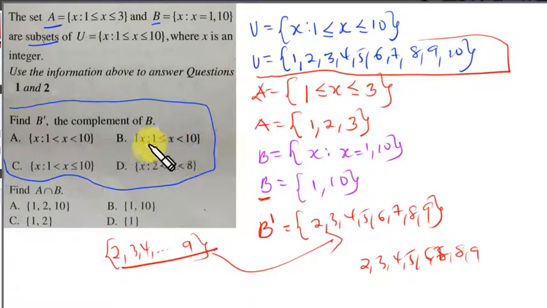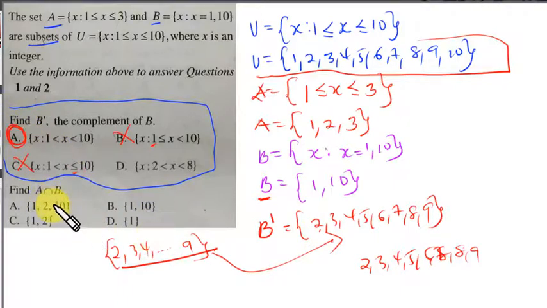Okay, let's check B and C. B says that x is greater than or equal to 1. It means it will start from 1, but if you look at B complement, there is no 1. So B cannot be the correct answer. If you look at C, it says that x is greater than 1. Of course, it will start from 2. But if you look at the last part, it says that it is less than or equal to 10, so that means it will end at 10. But we don't have 10 here, so C is not the correct option. And if you look at D, it says that x is greater than 2. That means it will start at 3. But here, B complement starts from 2. So as I said earlier on, the correct option is A.